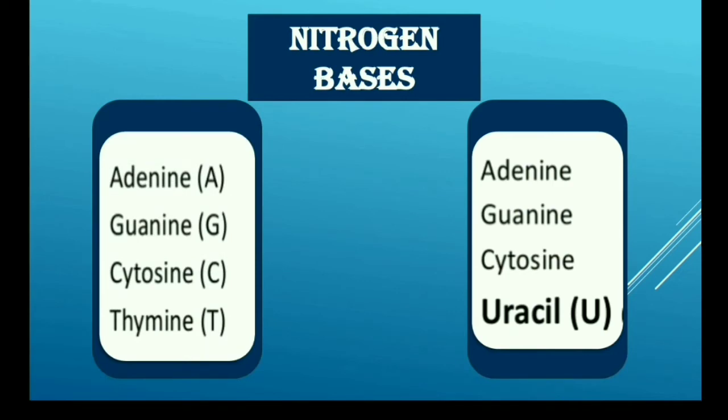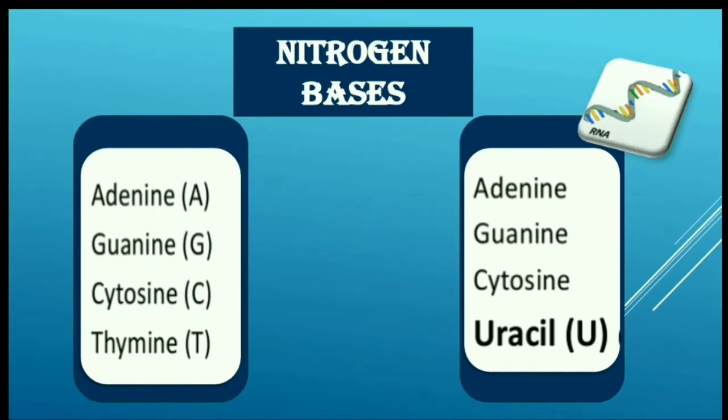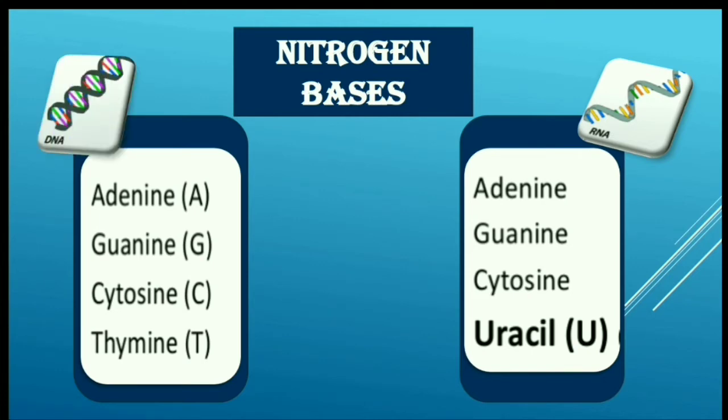The next difference is nitrogen bases. As we know, there are two types of nitrogen bases, single-ring and double-ring. Single-ring bases are known as pyrimidines, while double-ring bases are known as purines. There are 4 nitrogen bases present in DNA: adenine, guanine, cytosine and thymine.